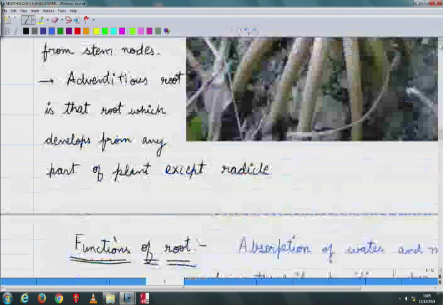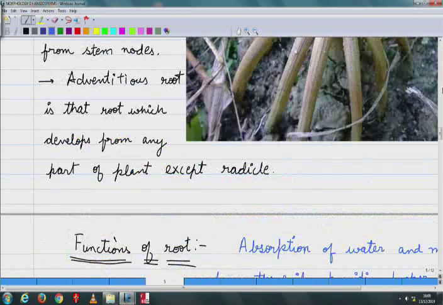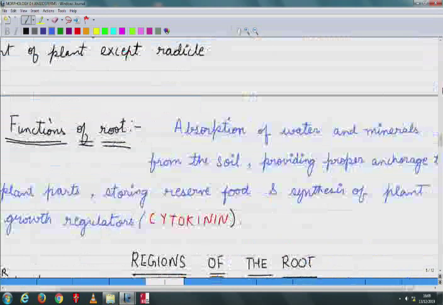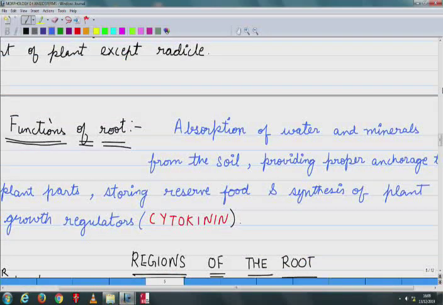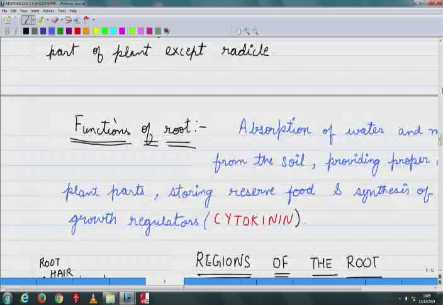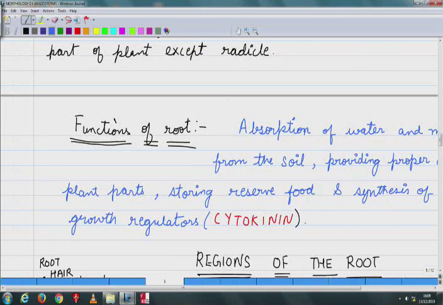Functions of the root include absorption of water and minerals from the soil, providing proper anchorage to the plant parts, storing reserve food, and synthesis of plant growth regulators. I told you that auxin is synthesized by the root.